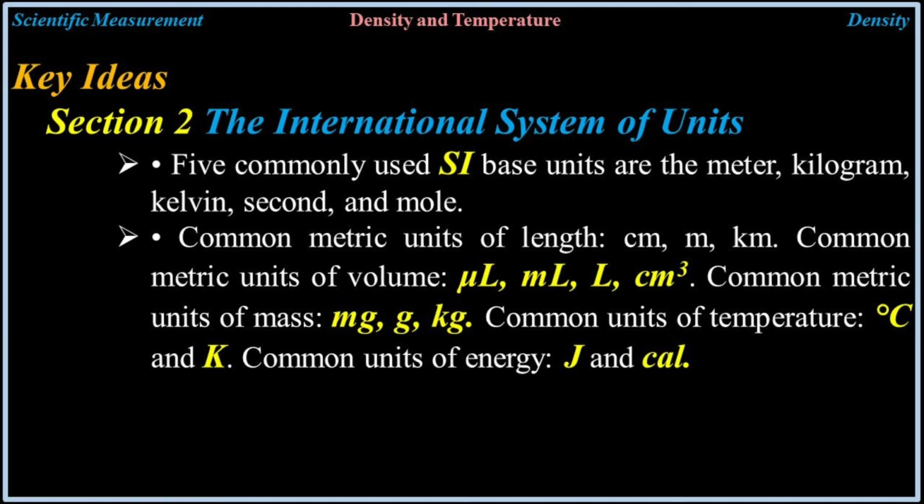Section 2, the International System of Units. Five commonly used SI-based units are the meter, the kilogram, the Kelvin, second, and mole. Common metric units of length: centimeters, meters, kilometers. Common metric units of volume: microliters, milliliters, liters, and cubic centimeters. Common metric units of mass: milligrams, grams, kilograms. Common units of temperature: degrees Celsius and Kelvin. Common units of energy: joules and calories.